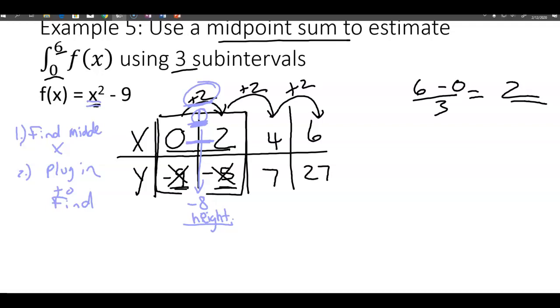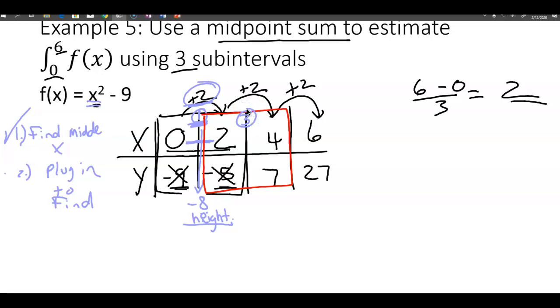So now for the next one. The next rectangle goes from 2 to 4, right? So there's my next rectangle. I'll highlight that in red there. So the first thing we're going to do is find the middle x. What's the middle x? The first x is 2. The last one is 4. The middle x would be 3.